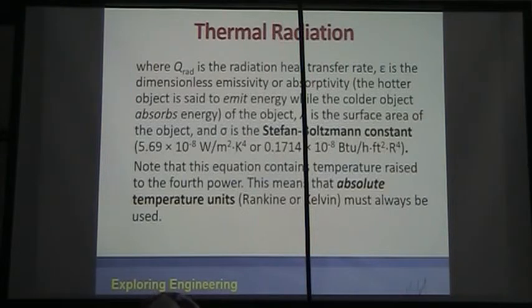All right, that's where our Q radiation is the radiation heat transfer rate. Epsilon is the dimensionless emissivity or absorptivity. The hot object emits energy and the colder object absorbs energy of the object. A is the surface area of the object, and sigma is the Stefan-Boltzmann constant, 5.69 times 10 to the negative 8 watts per meter squared degrees Kelvin to the fourth, or 0.1714 times 10 to the negative 8th BTU per hour square foot degrees Rankine to the fourth.